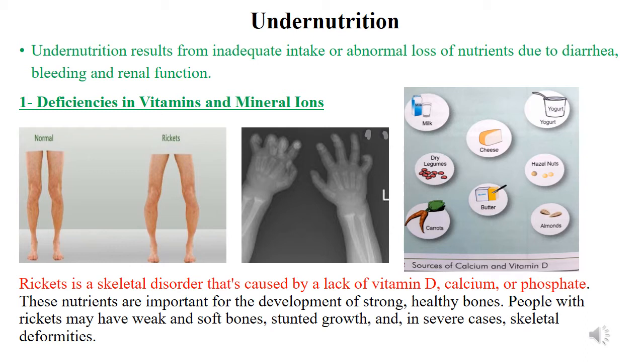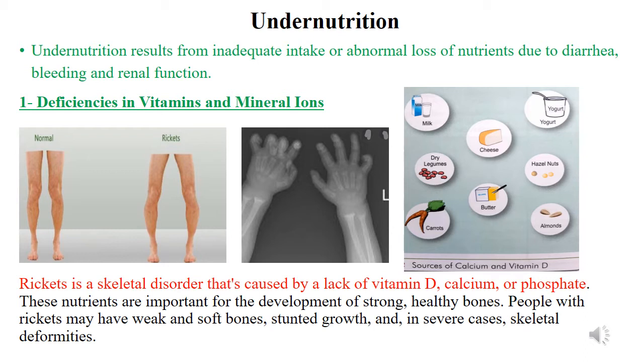For example, rickets. Rickets is a skeletal disorder that's caused by a lack of vitamin D, calcium, or phosphate. These nutrients are important for the development of strong, healthy bones. People with rickets may have weak and soft bones, stunted growth, and in severe cases, skeletal deformities. Children suffering from rickets can be cured by an appropriate supply of vitamin D and calcium.